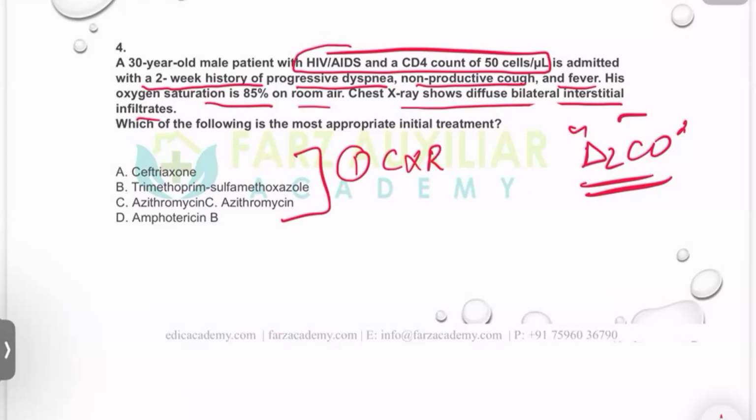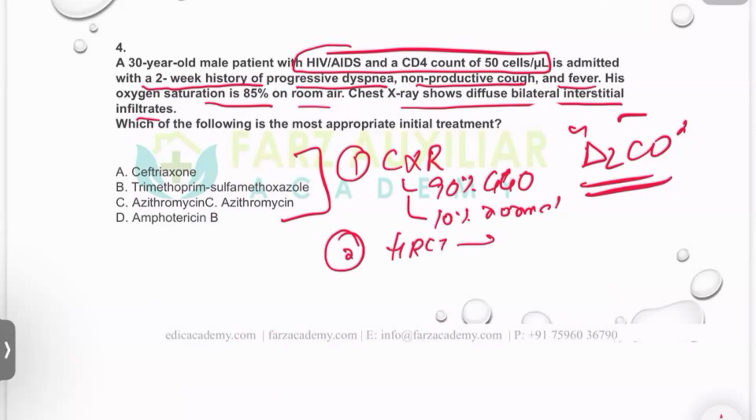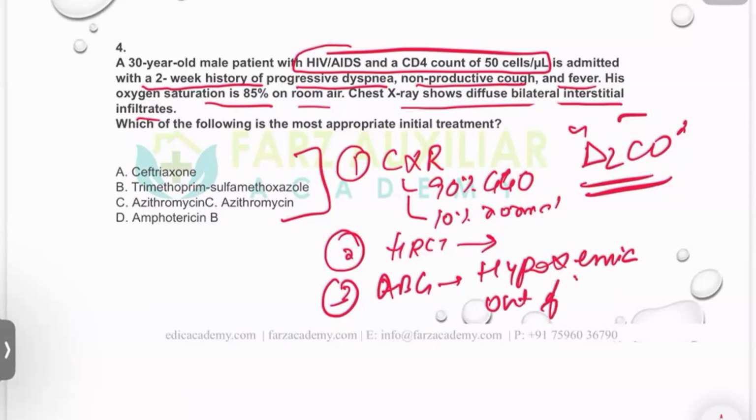So what will you do? You will do a chest X-ray. 90% will show ground glass opacities, GGOs, or 10% will be a normal X-ray. Number 2, you will do an HRCT chest, which will show us lesions. Third, you will do an ABG, which shows hypoxemia out of proportion to the chest X-ray. That is why they are happy hypoxemic. Okay?